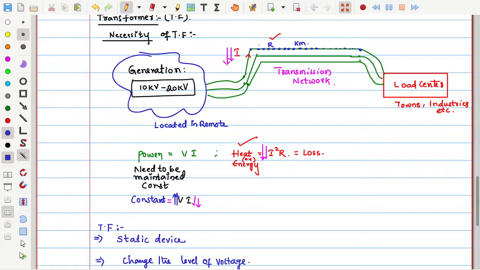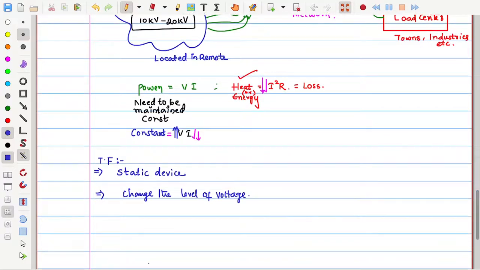If the power is transmitted at 200 kV, obviously if voltage is rising, current reduces in order to maintain power constant. So loss in the transmission network will be low if you transmit the power at 200 kV instead of 10 kV. Then after reaching the load center, again you put a transformer and change the voltage level from 200 kV to 10 kV. So we can utilize the transformer for changing the level of voltage, either for raising or for decreasing the voltage. This is the main important function of the transformer.